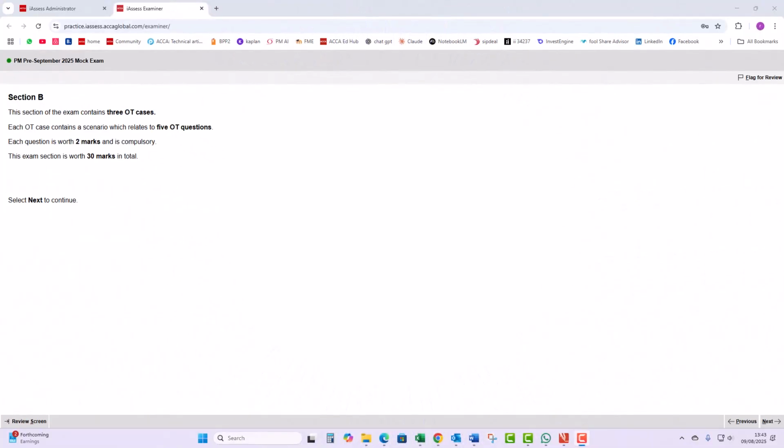Here we are at section B. Hopefully you've got a good understanding of how section B is set up. There are 15 questions, each worth 2 marks, so 30 in total, which means we have 54 minutes per question. However, it's based on 3 cases, so each of those cases is 5 questions.